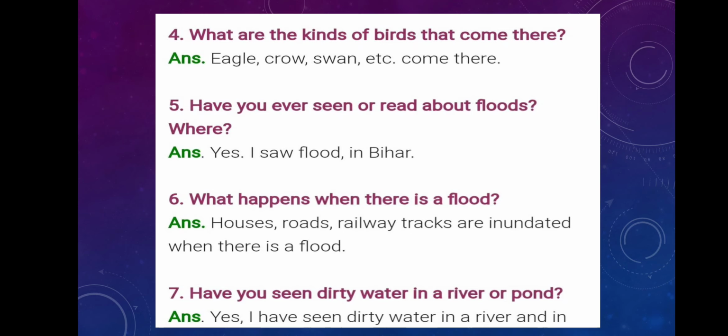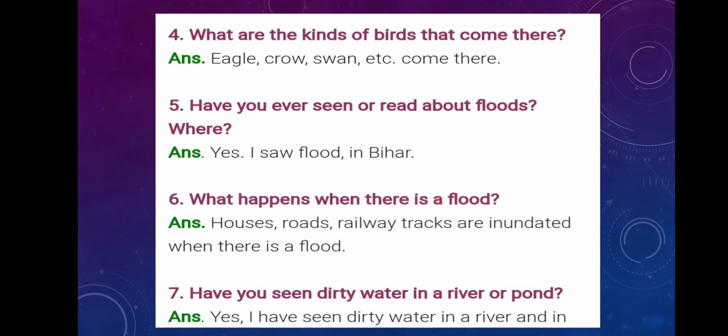Have you ever seen or read about a flood? Have you seen any flood? Have you read about a flood? Yes, I have seen a flood in Bihar. In recent years, you can find a flood in Kerala also, in 2019, when a havoc flood occurred. A few years ago, there was one in Uttarakhand too. Every year the Assam region is also flooded. So in whichever region you have seen a flood, you can write it down.